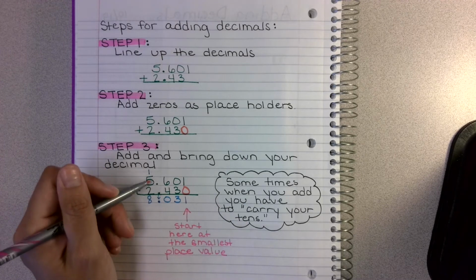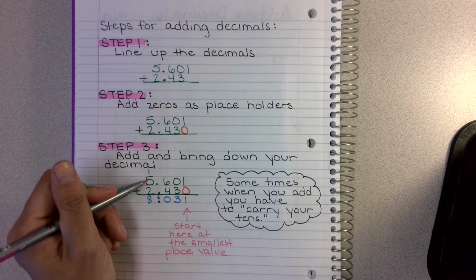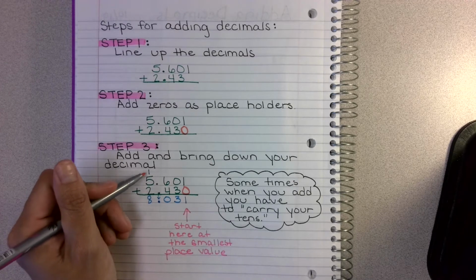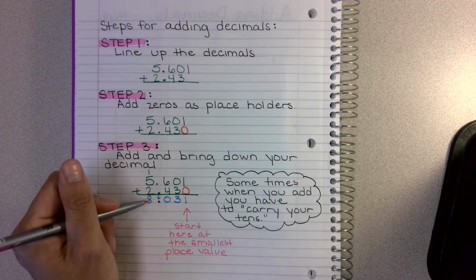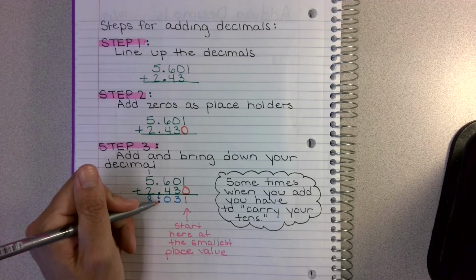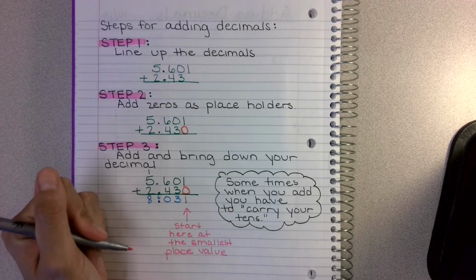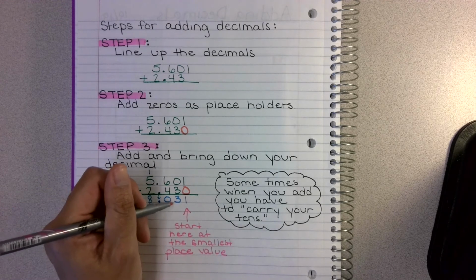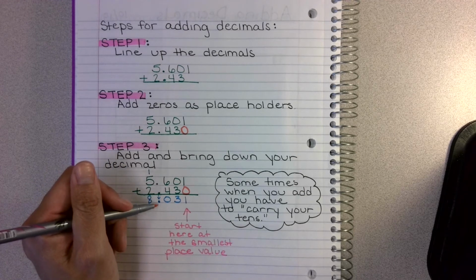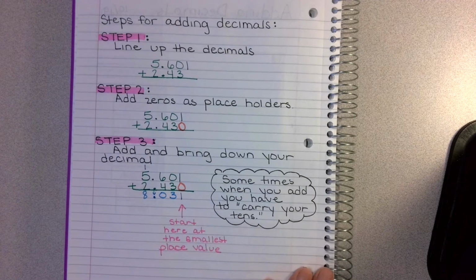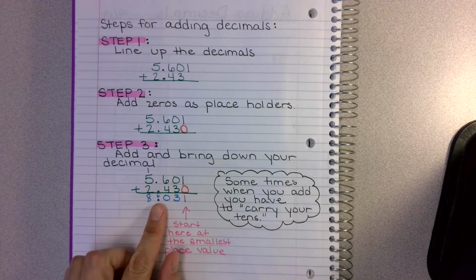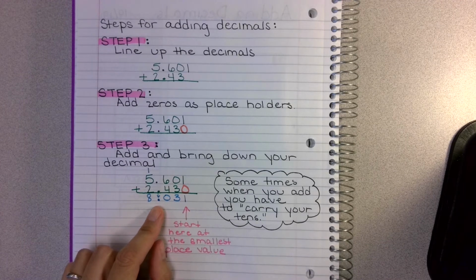So put down your 0, carried your 1. 5 plus 2 plus the 1 that you carried is 8. Then I brought down my decimal in the same spot. I didn't move my decimal over by my 8 or in between my 0 and my 3. I brought it straight down. So sometimes you have to carry your tens, also known as regrouping, when you're adding.